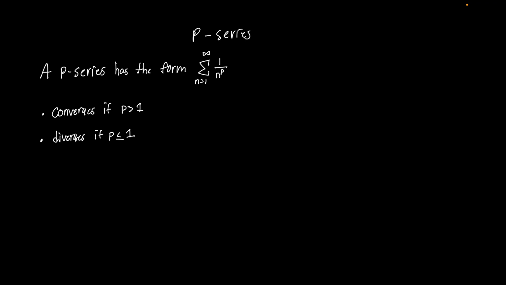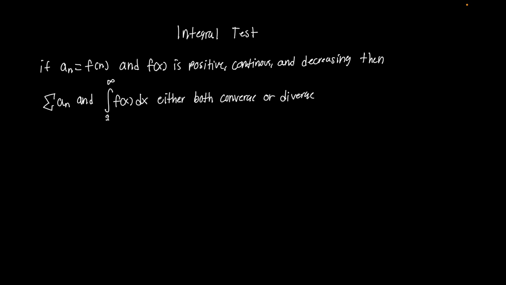Next up we have p series, which has the form 1 over n to the p, and this one converges if p is greater than 1, and it diverges if p is less than or equal to 1. Then we have the integral test, which says that if your term is equal to a function and that function is positive, continuous, and decreasing, then the series and the improper integral either both converge or both diverge.